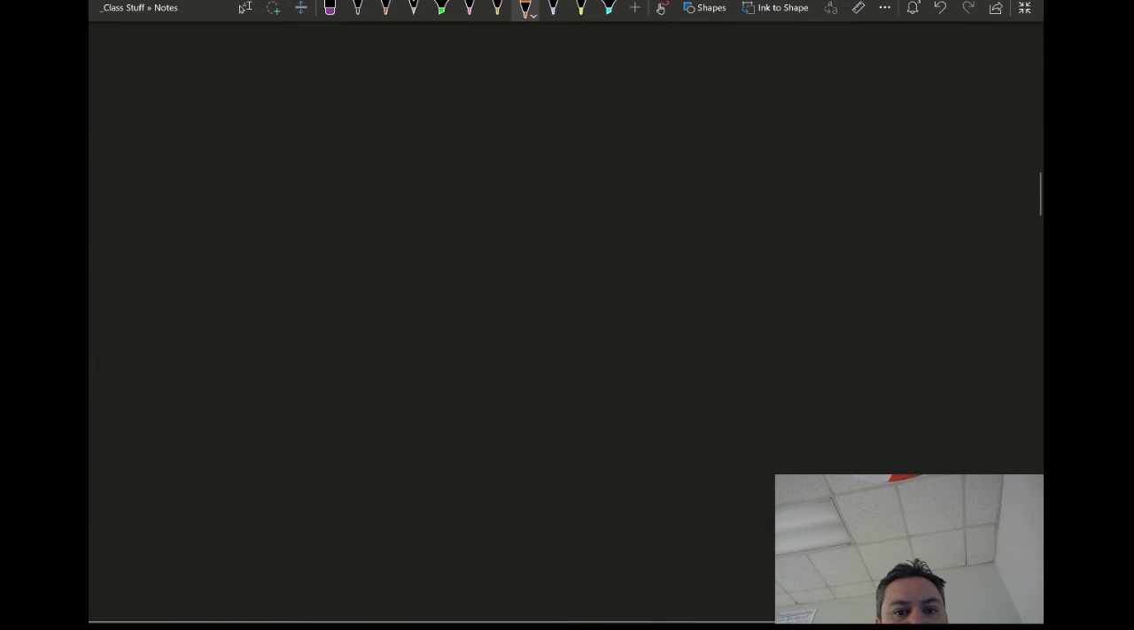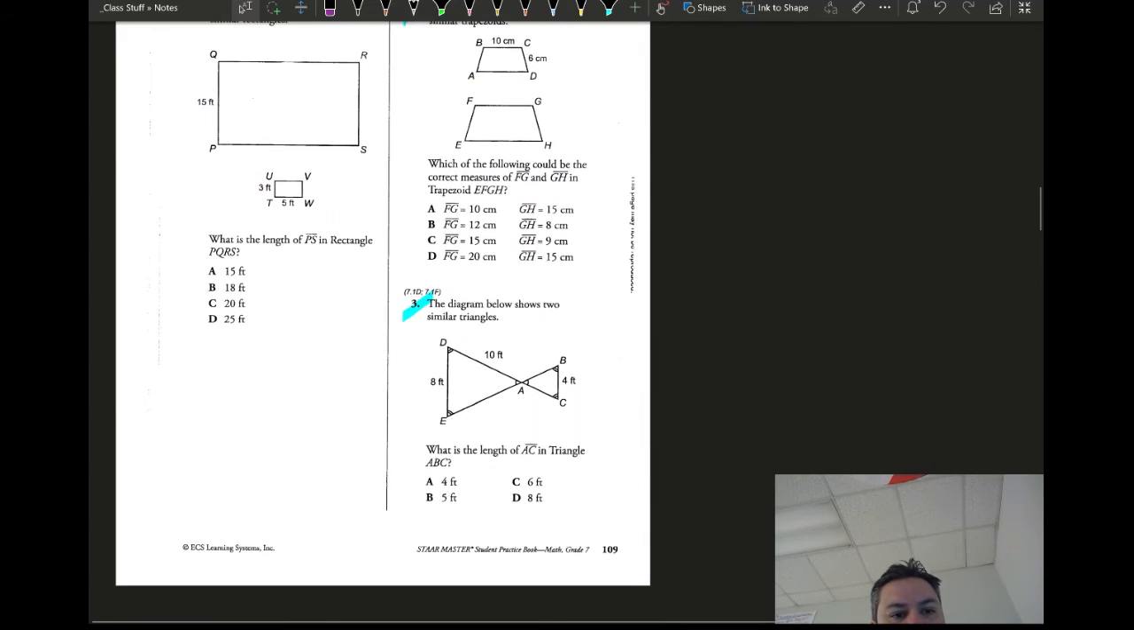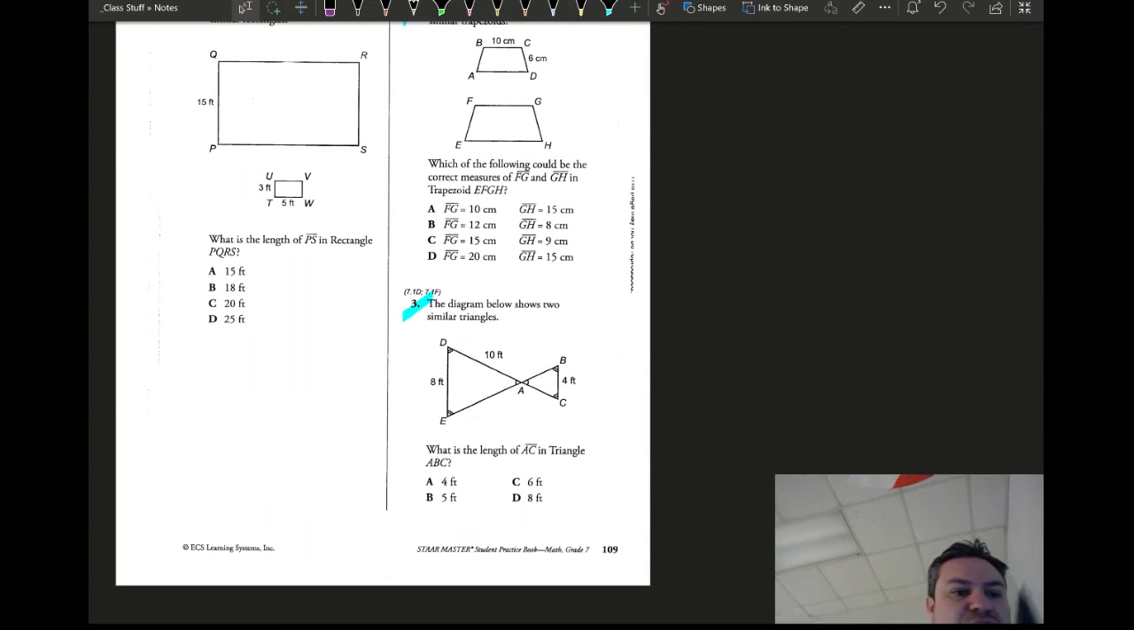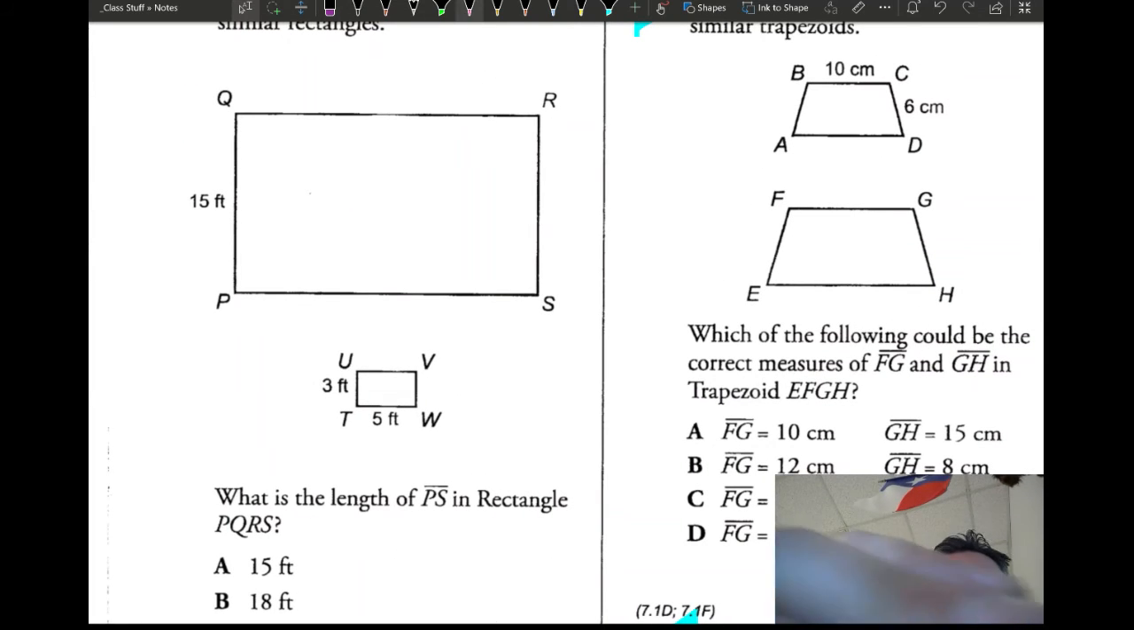Now let's see what else we have. Let's do this. I'm not gonna do both. Well, let's do this one. This is real quick. Number one, tick marks. 1, 2, 1, 2. What is the length of PS on the rectangle? We're looking for this one right here.